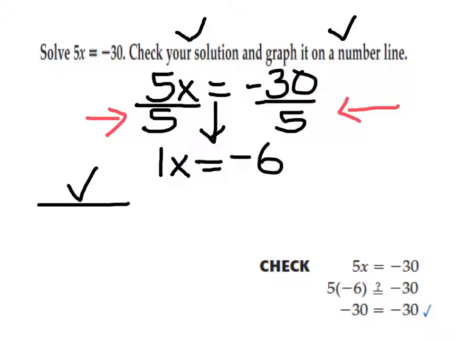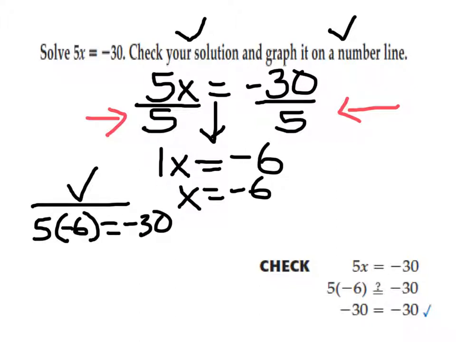All right, I'm going to check my solution, and yes, if the directions say you've got to do it, you've got to do it. So basically what I'm doing here is I'm taking my answer, where it's just x is equal to negative 6. I'm going to plug it back into my original equation, so it's a plug and chug. So 5 times negative 6 is equal to negative 30. I'm going to check with my calculator. 5 times negative 6, negative 30. Good job. The last thing I need to do is make a number line.